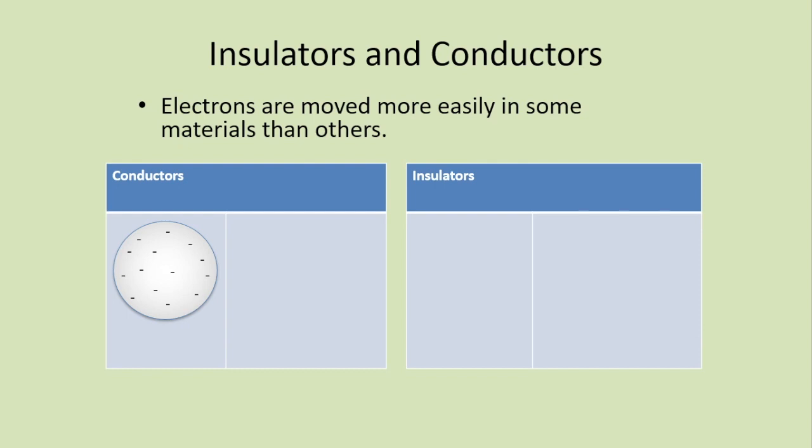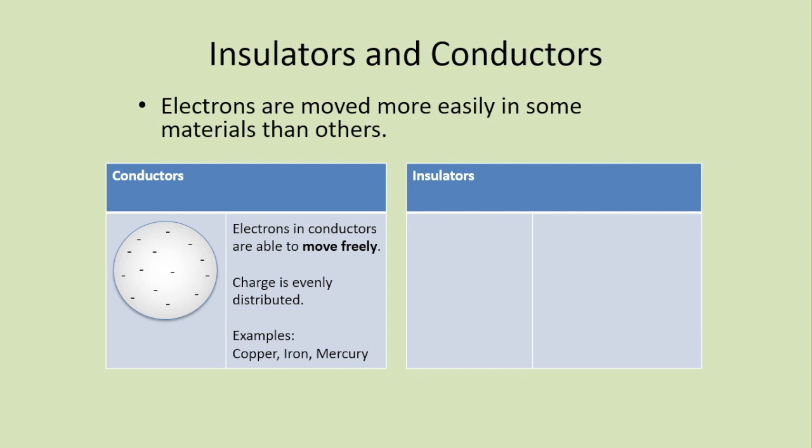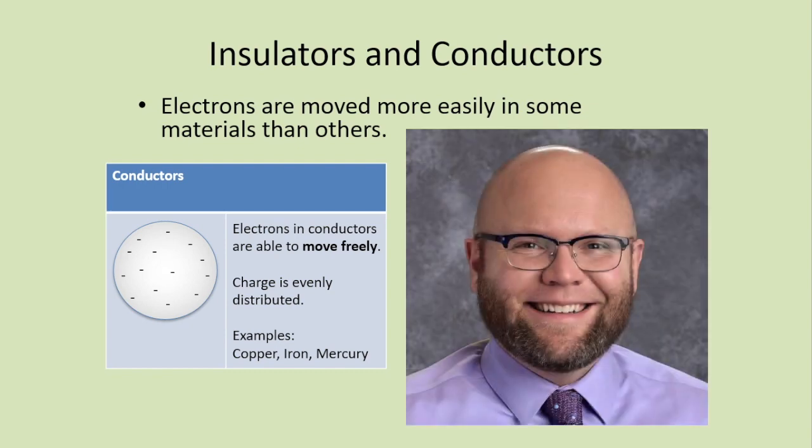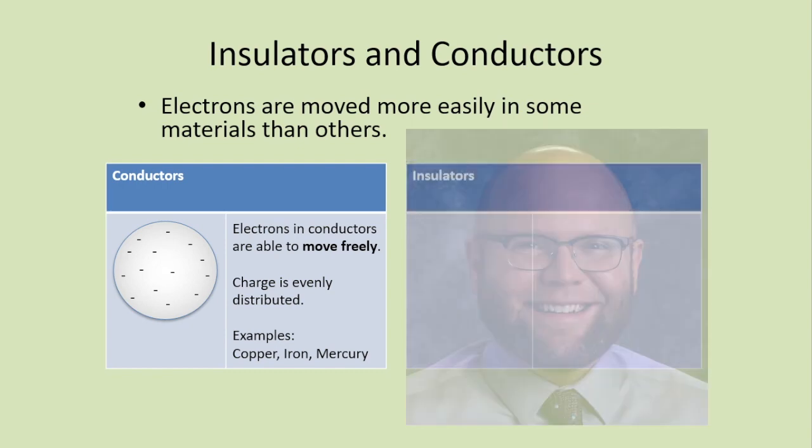Well, if we look inside a conductor, it's going to look something like this, where these negatives represent electrons, and they're all spaced out. Why are they spaced out? Because they're easily allowing our electrons to move. Just like we said, electrons in a conductor are able to move freely. Charge is evenly distributed. Some examples could be copper, iron, mercury. That's why all of our wires are made out of copper, because they easily allow those electrons to flow.